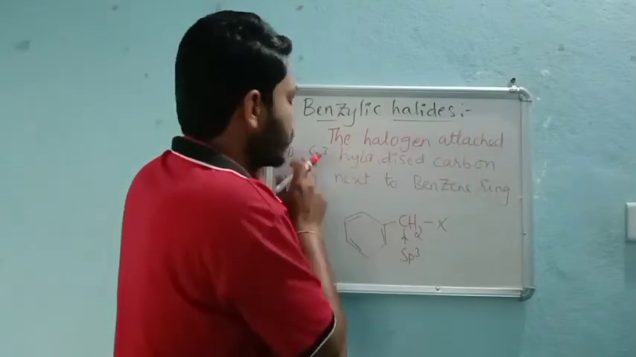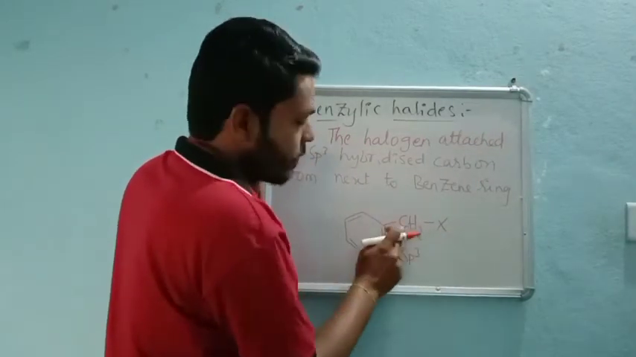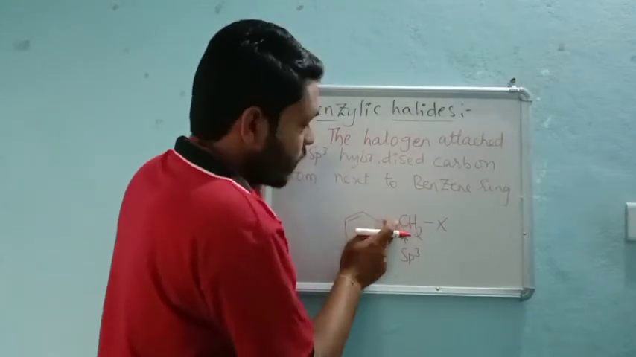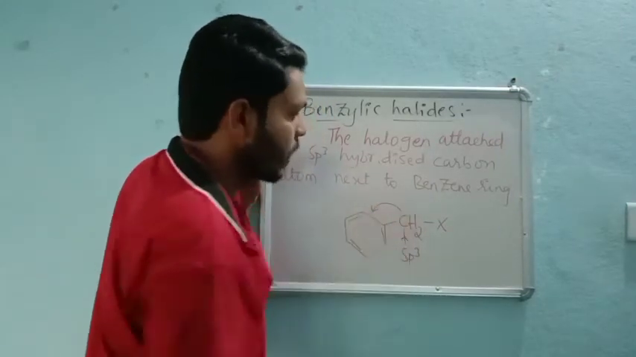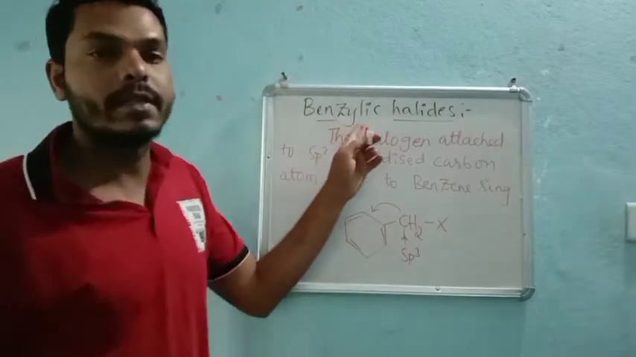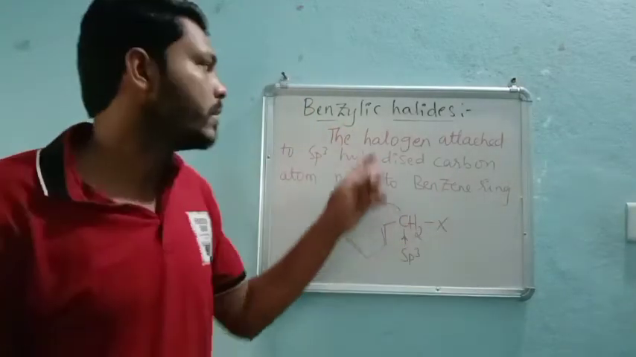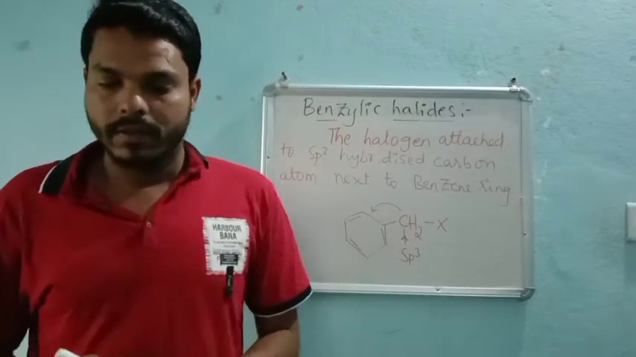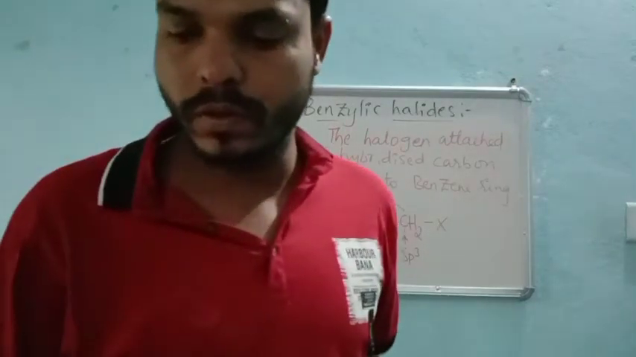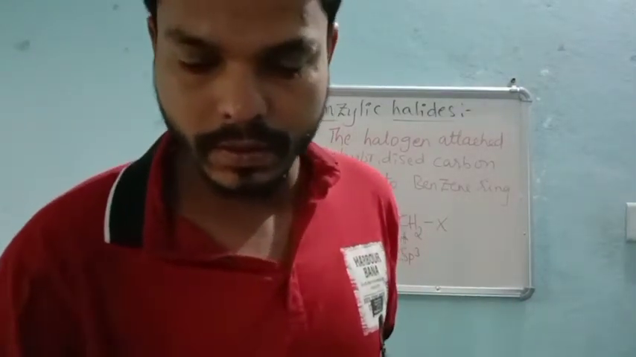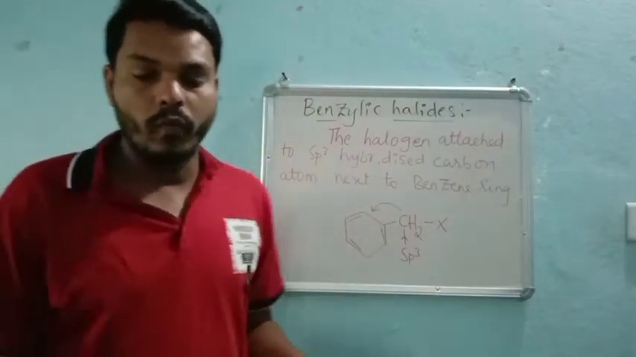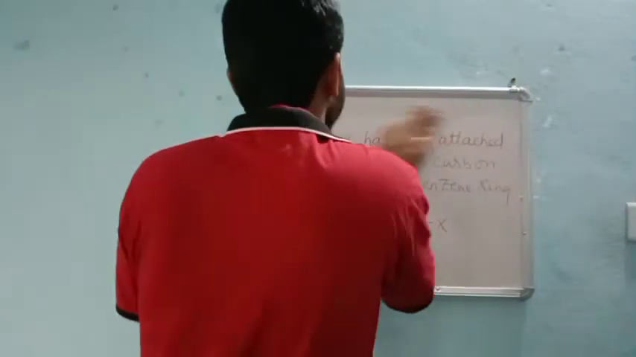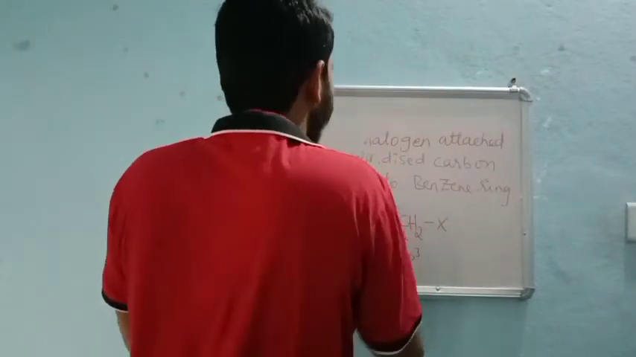The halogen attached to an sp3 carbon atom next to the benzene ring is nothing but benzyl halides or benzylic halides, right? So these are the two important things. Next one is vinyl halides. There are 4 such different definitions.